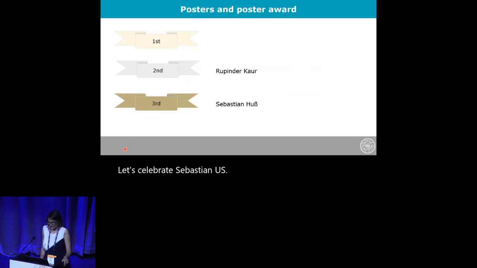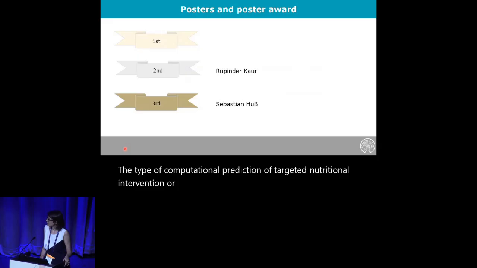The second prize goes to Rupinder Kaur, who again is not here, in Germany, with the title Computational Prediction of Targeted Nutritional Intervention for Host Microbiome Modulation in C. elegans. So congratulations to Rupinder.